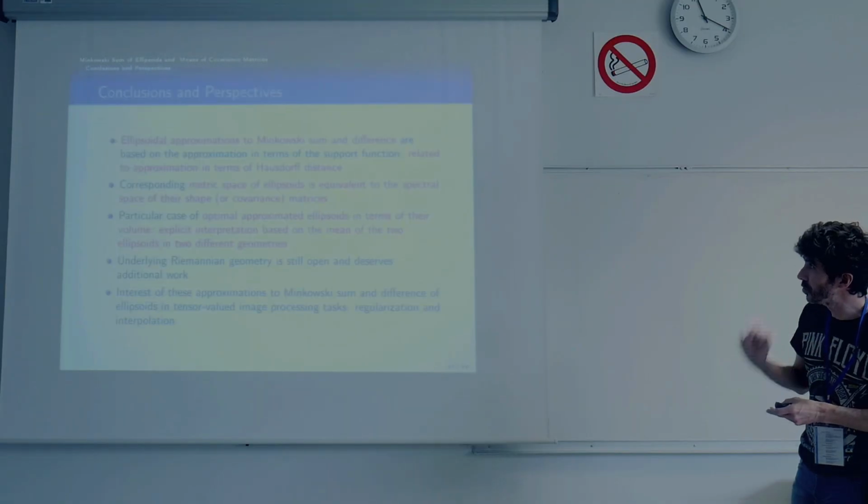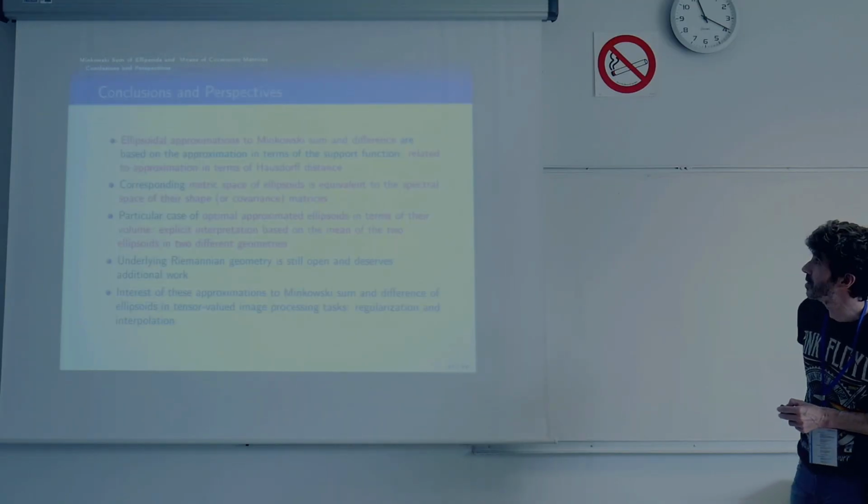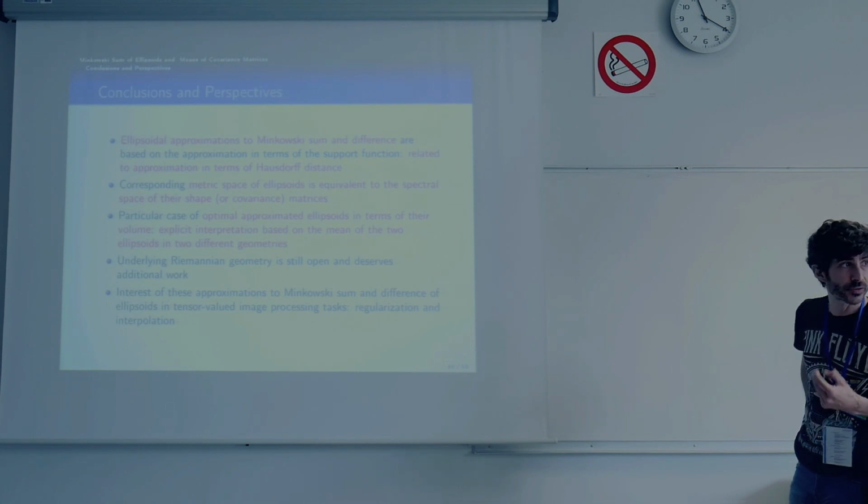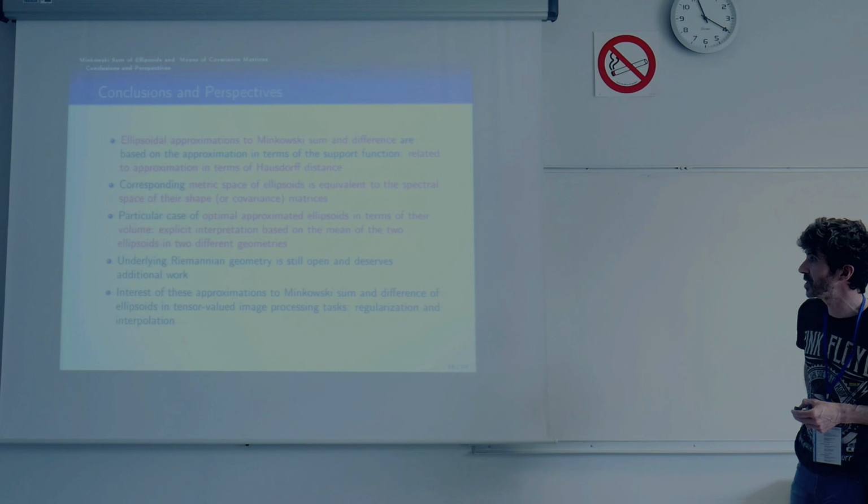Just the conclusion, basically. The ellipsoidal approximations to the Minkowski sum and difference that I was showing you are defined in terms of the Hausdorff distance, which is a metric space topologically connected to a spectral space of the corresponding covariance matrices. This is the theory. But here we have a more explicit connection between the two, which is the expression I just showed you.